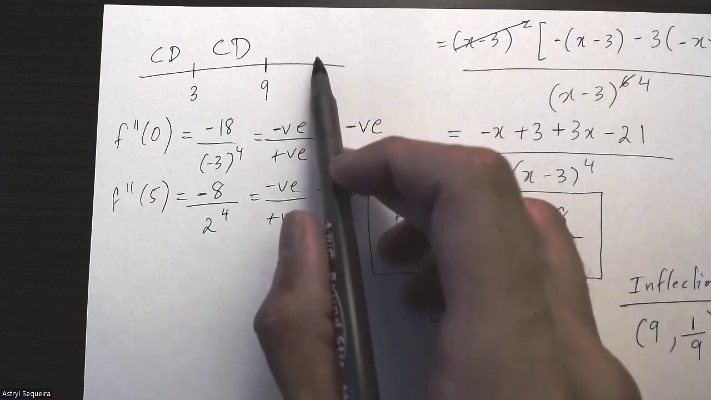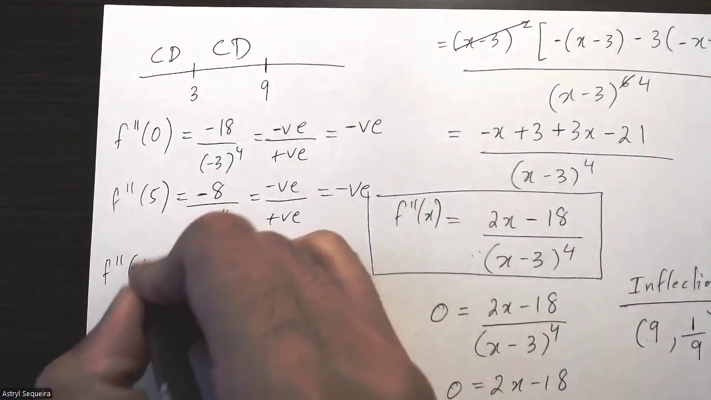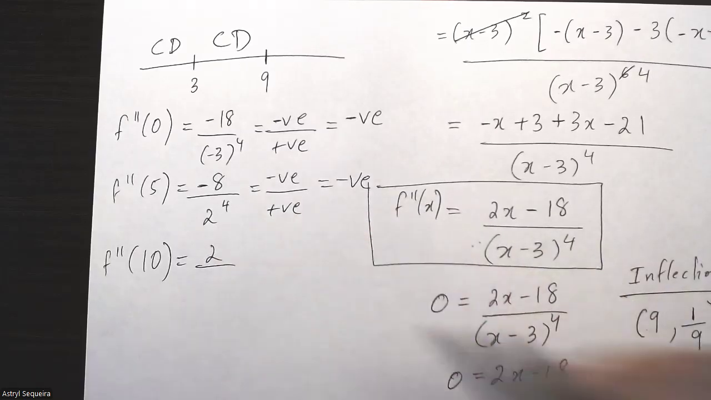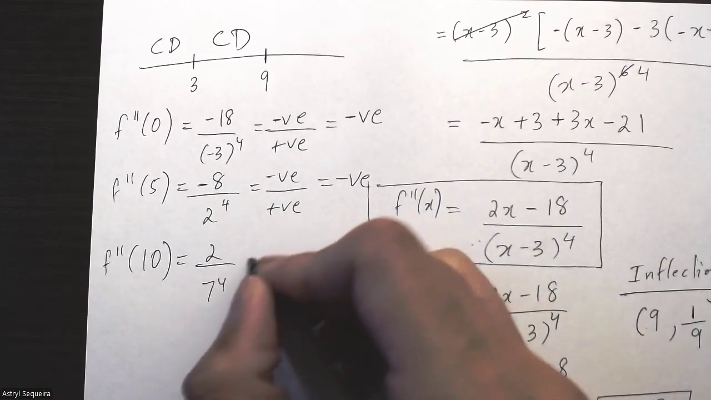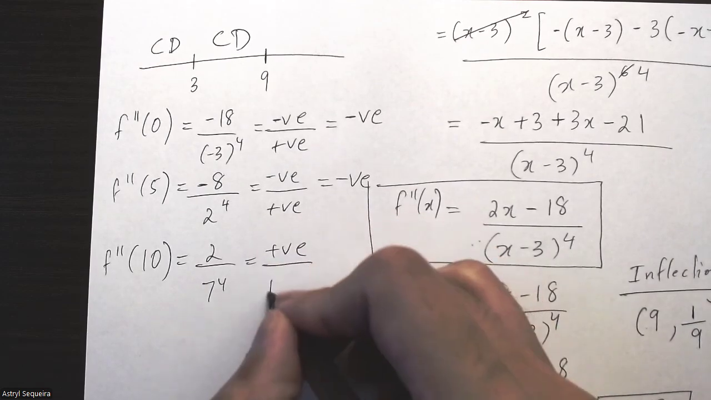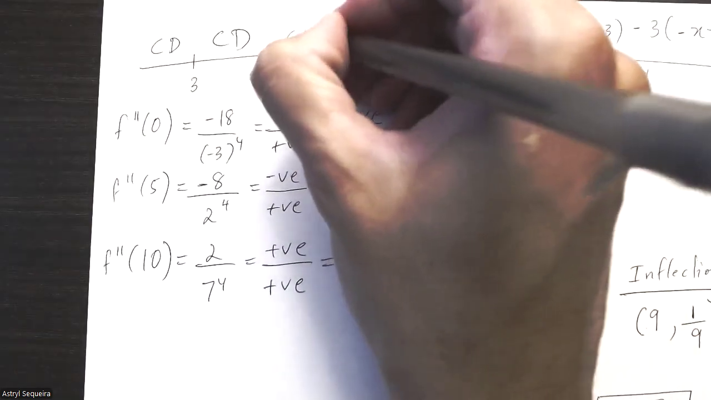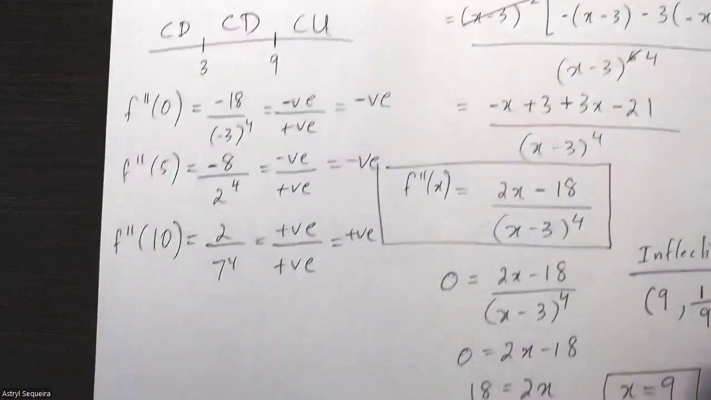And finally, I'll pick a value out there. I'll do f double prime of 10. So that's 2 in the top, and in the bottom I have 7 to the power of 4, which is a positive divided by a positive, which is positive. So finally we are concave up in that final range.